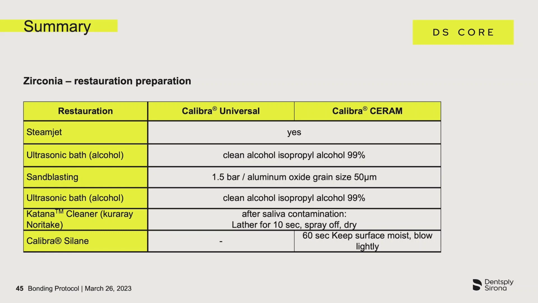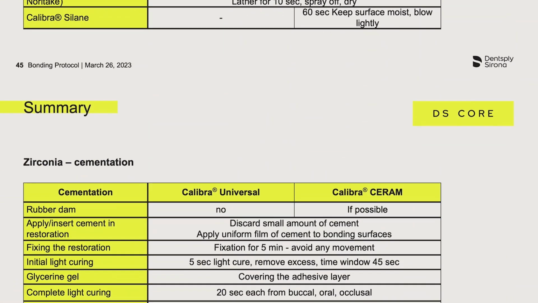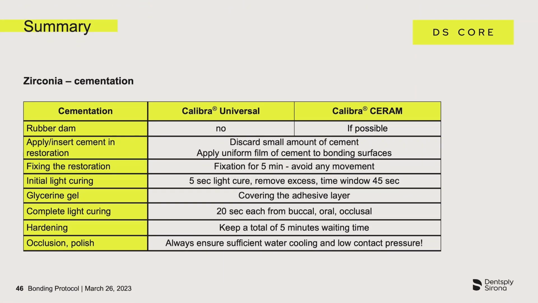MDP is contained in Monobond Plus or Clear Fill Ceramic Primer Plus. One of the two materials is applied to the restorative surface for 60 seconds and then blown dry. If the restoration is to be fixed with Calibra Universal, it is not absolutely necessary to create a rubber dam. If Calibra Ceramic, the fully adhesive resin cement, is used, the application of a rubber dam is recommended.